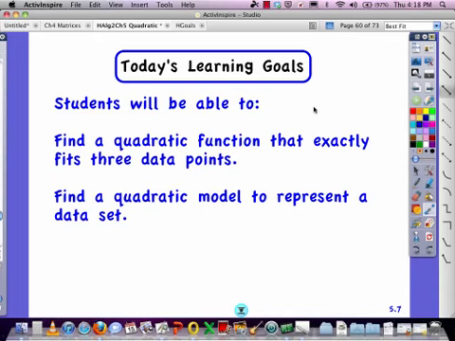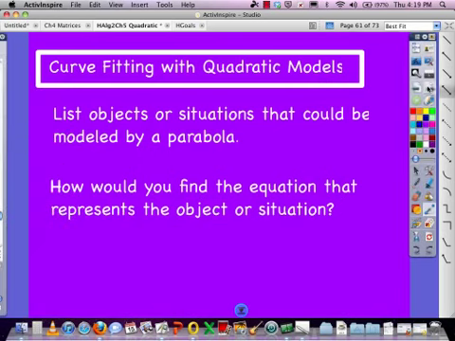Or, even if I give you several data points. And then also find a quadratic model to represent a data set. So to start, let's ask these questions.